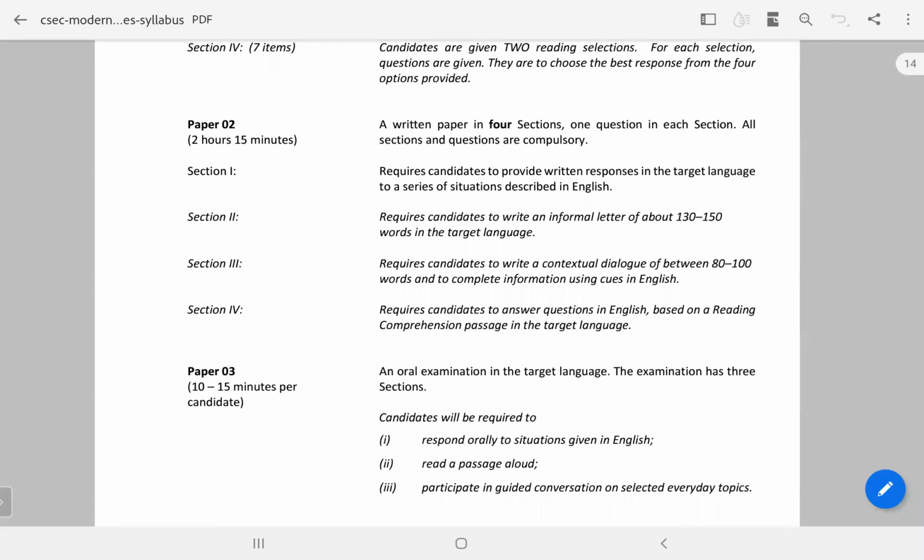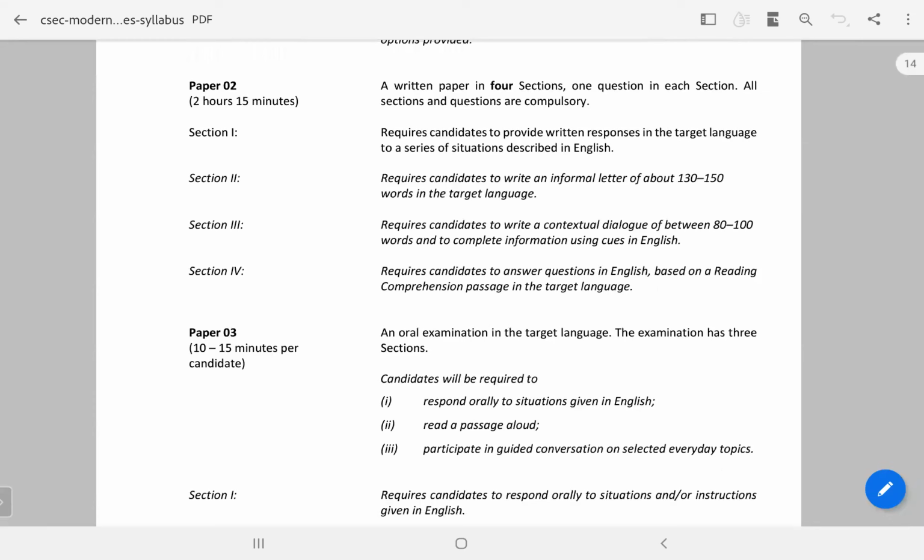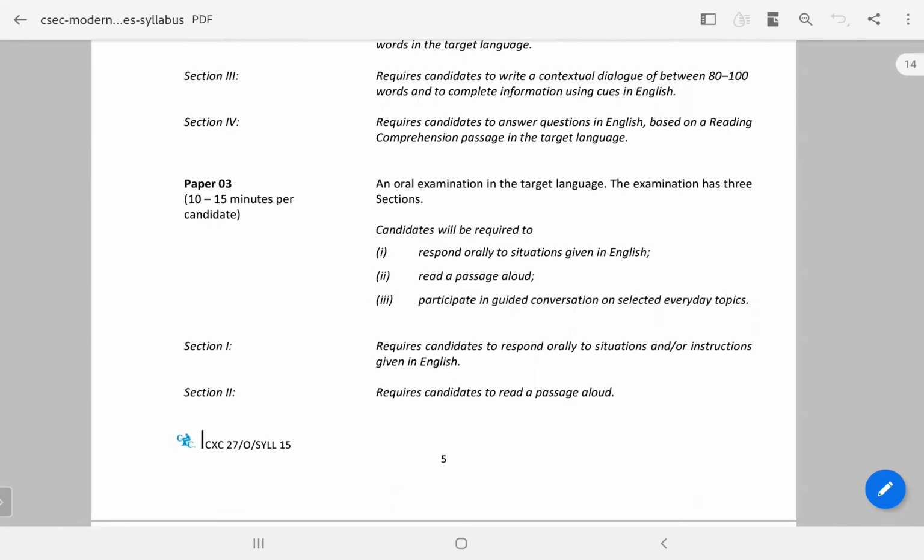between 130 to 150 words. Section 3 is a contextual dialogue. So it's a dialogue within a context. They give you context cues, and you have to be able to respond to the situations, of course, paying attention to the cues within the word limit of 80 to 100 words. Section 4 is a reading comprehension passage. The questions are in English and you respond in English.